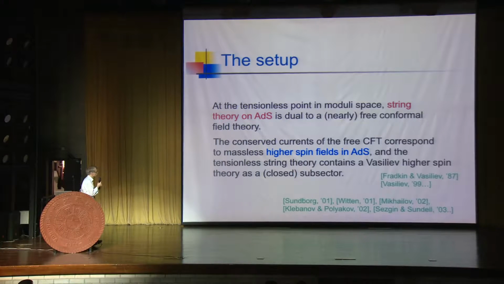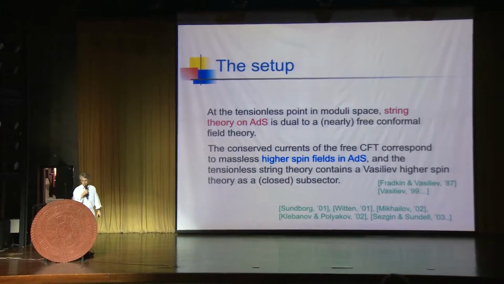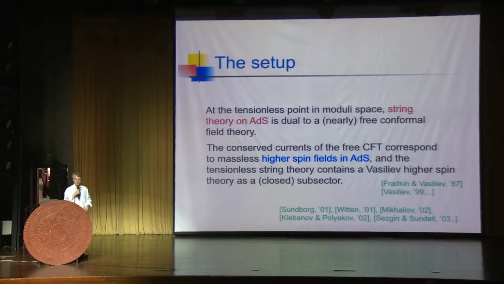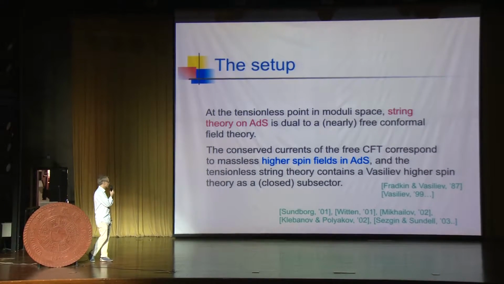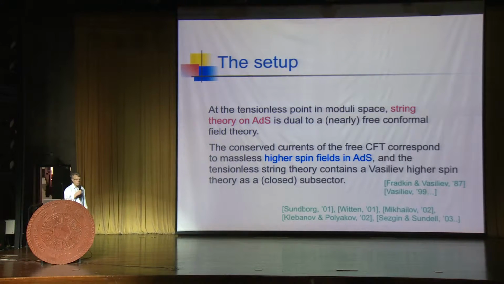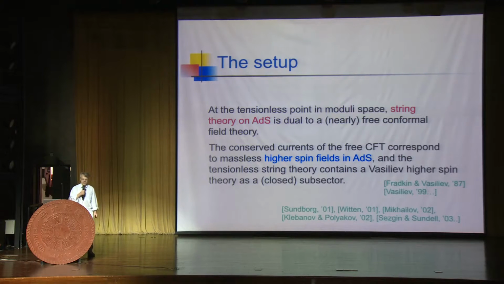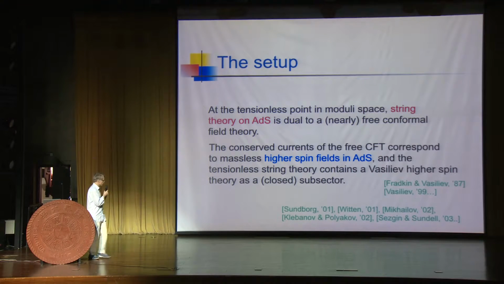At a tensionless point in moduli space, string theory on AdS is dual to a nearly free conformal field theory. That just follows from the usual translation between the parameters. And the conserved currents of the free CFT correspond to the massless higher spin fields on AdS. The idea is that the tensionless string theory contains a sector of massless higher spin fields that account precisely for a Vasiliev-like spectrum, having one massless higher spin field for each spin.